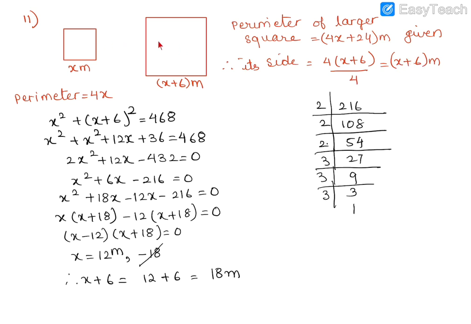So it says that the sum of squares of their areas, इसका एरिया हो गया x square, इसका हो गया x plus 6 square is 468. And therefore, when you solve this, you get a quadratic equation. I have shown the splitting up of the middle term and 432 को मैंने पूरा 2 से डिवाइड कर दिया तो थोड़ा सा और छोटा हो गया. 18 and 12 will be the factors giving you 12 meters and minus 18. minus 18 हो नहीं सकता. तो अगर x is the side of the square is 12 meters तो इसकी साइड कितनी हुई? 12 plus 6, 18 meters.